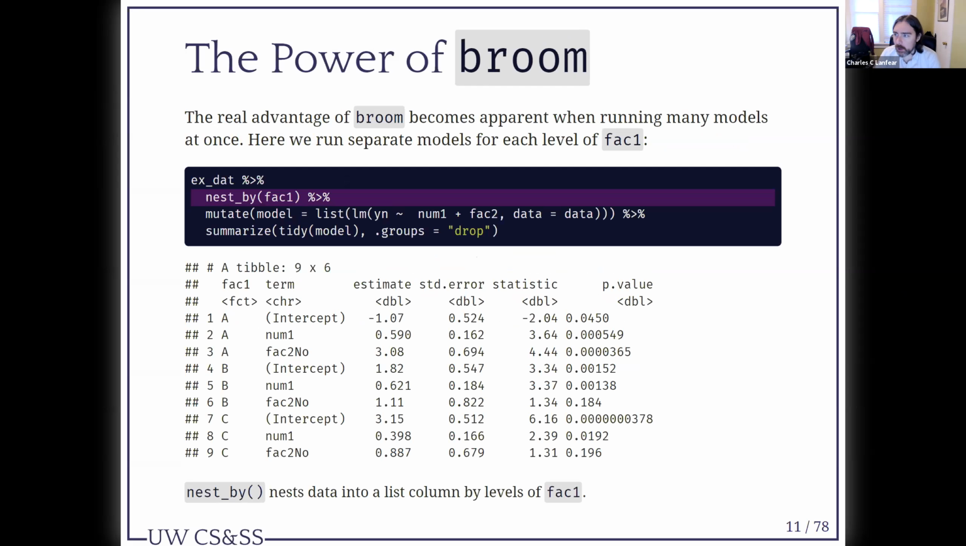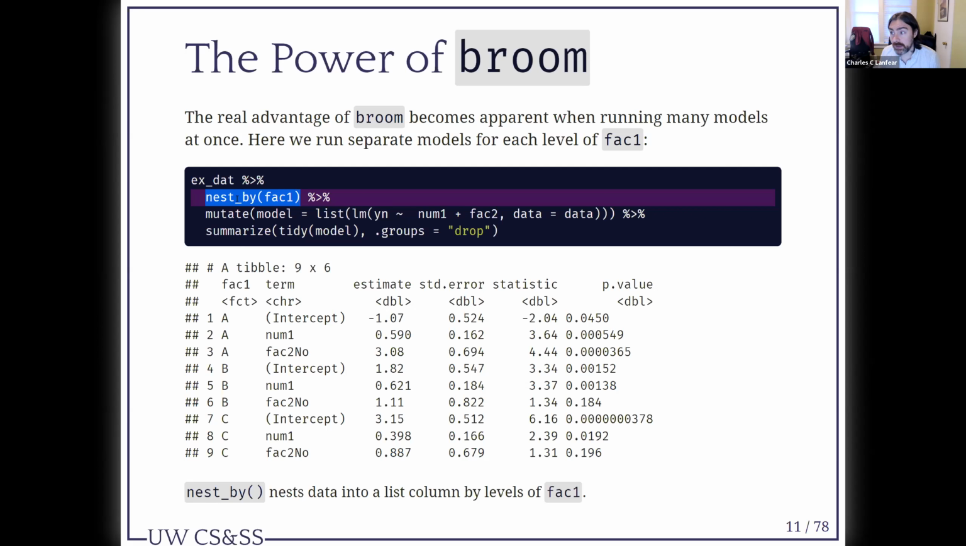The real power, in my opinion, of broom, other than for writing packages, becomes apparent when you run lots and lots of models at the same time. This is an example of code which you could steal, and it uses a little bit of syntax I haven't shown in this class because it's a bit more advanced than what's necessary. I'm taking my original example data and nesting it by the factor1 variable. Nesting data is a weird thing. You know how group by kind of splits it into multiple data frames? Nest does the same thing. It splits your data into data frames by each level of the factor.